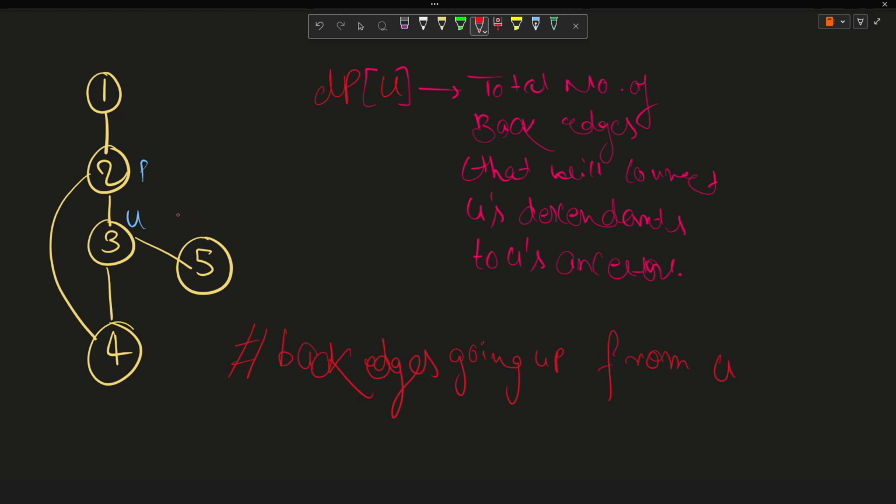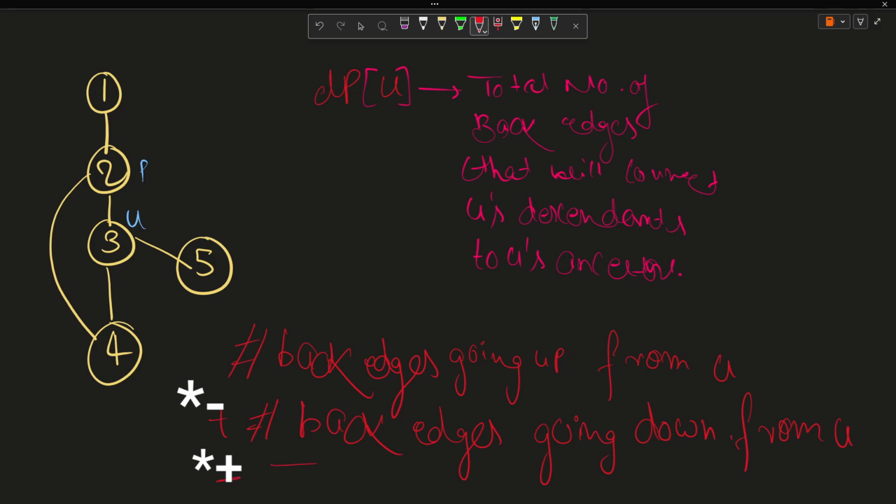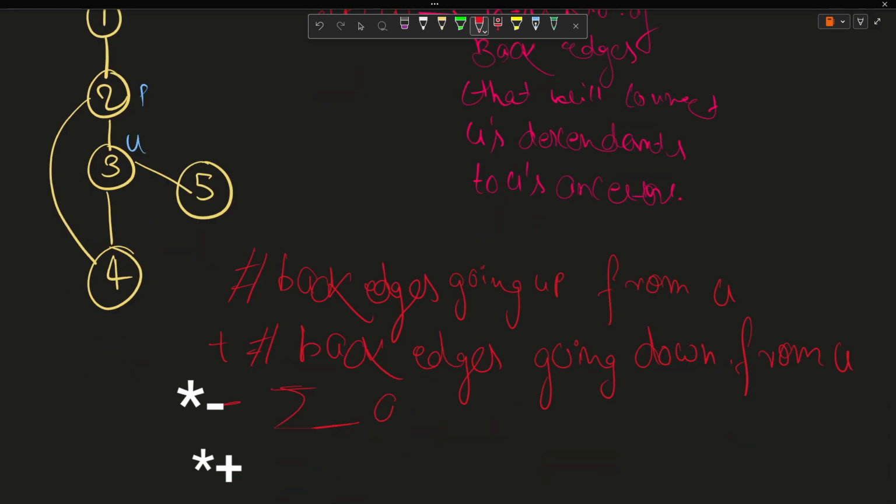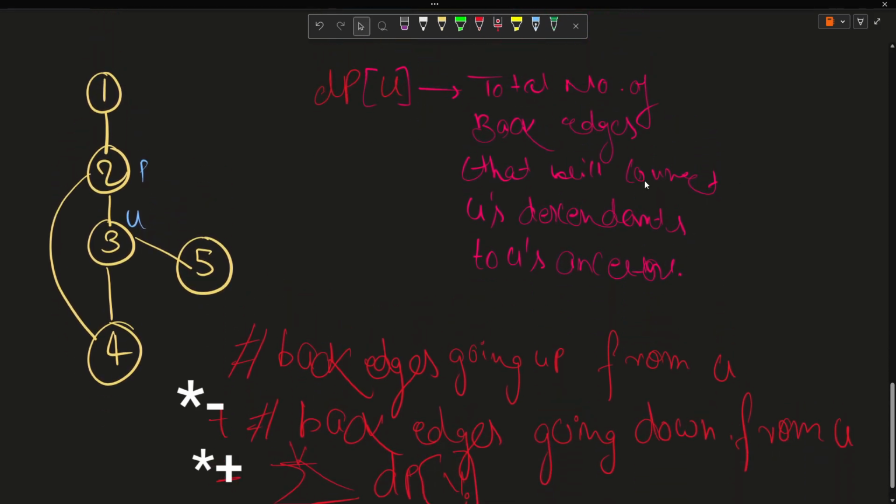So a back edge that will be connecting u or originating from u and is going upwards, plus back edges going downwards from u, minus the summation of this DP state for each one of its children. So this is the DP state that we will define for each of the vertices, and it will represent the total number of back edges that will cover the descendants with the ancestors of that node.